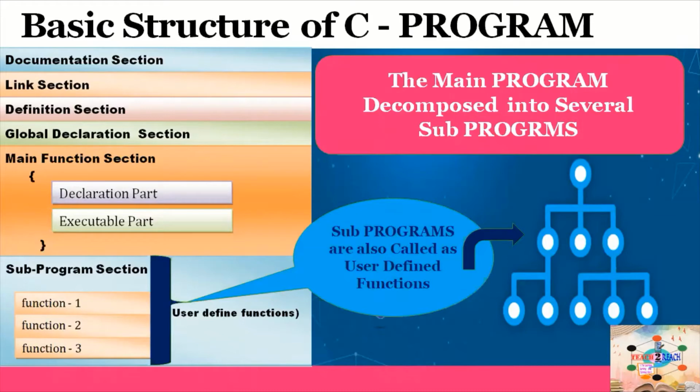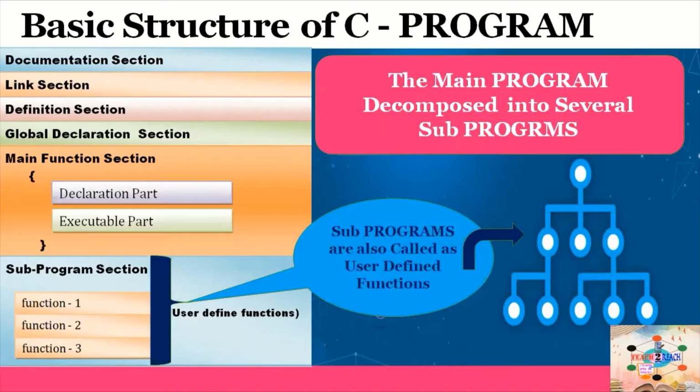Before discussing the basic structure of C program, first of all, what is meant by a program? Why do we need to write a program? Why do we need to follow this particular basic structure? A program is a set of instructions that are used to solve the given problem. If you want to solve any problem by using a computer, we are supposed to write the program. To write the program, we are supposed to use this particular basic structure.